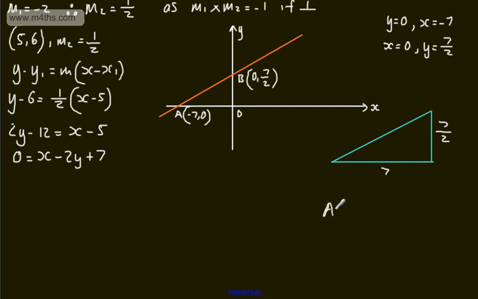So the area is going to be 1/2 multiplied by the base multiplied by the perpendicular height, which is 7 over 2. So we can see that the area is going to be 49 over 4, and that will be units squared. So 2 marks in total for the final part of the question.